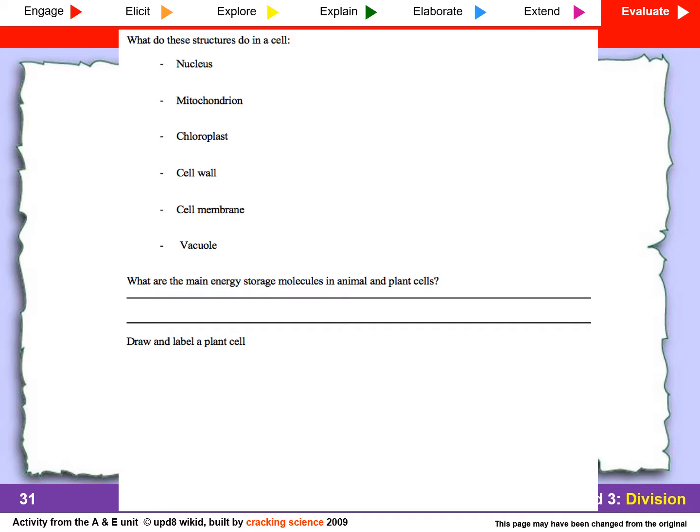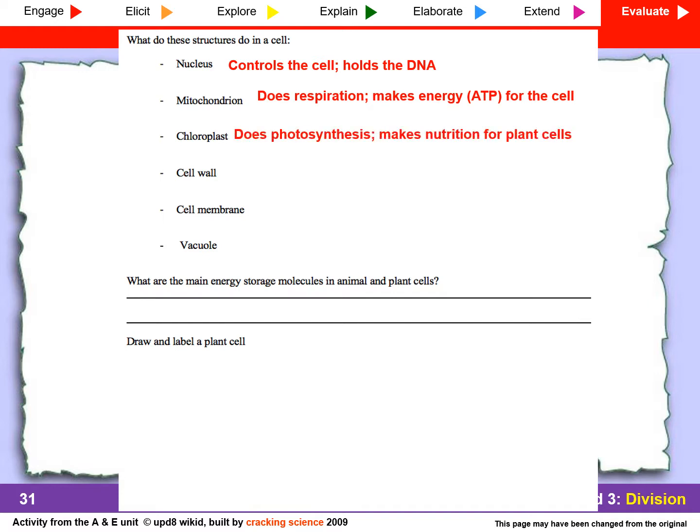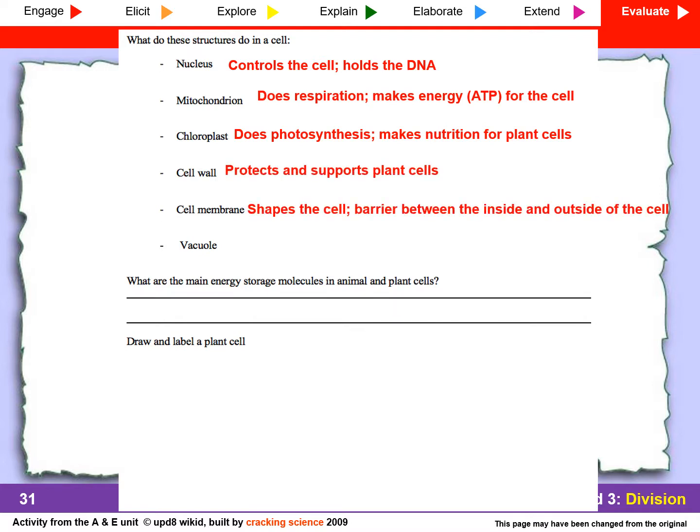So we think about what do these do in the cell? So you remember that the nucleus, that again controls the cell, it's going to hold all the DNA. Mitochondria does the respiration, which makes the energy for the cell, or the ATP. Chloroplast is where we will do photosynthesis and make the nutrition for plant cells. Cell wall will protect and support plant cells. The cell membrane will give shape to the cell and is the barrier that controls what goes inside and outside of the cell. And the vacuole there is for storing material and moving material inside of the cell.